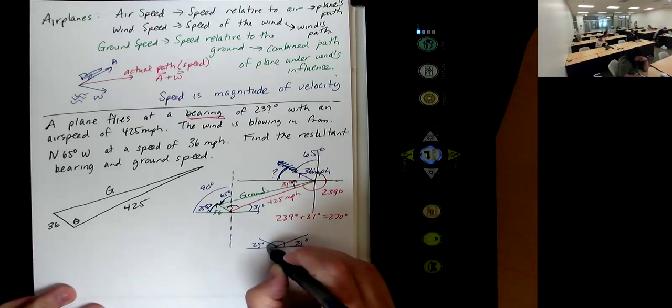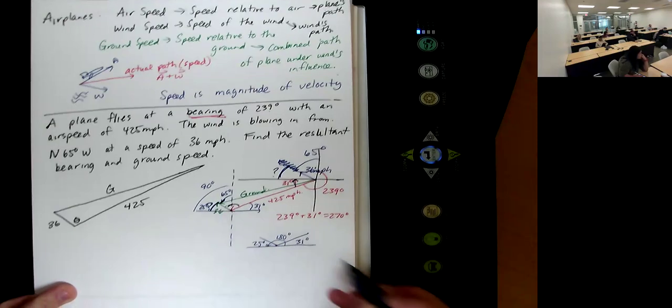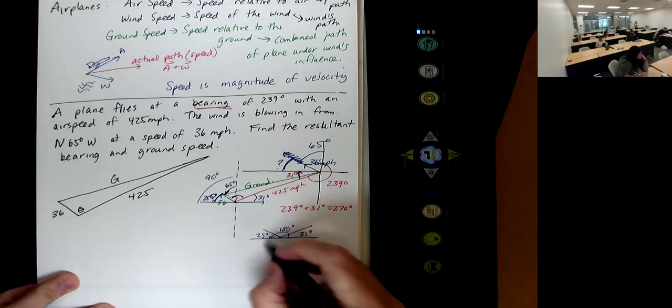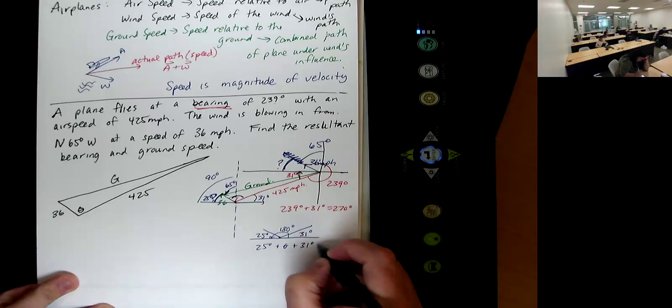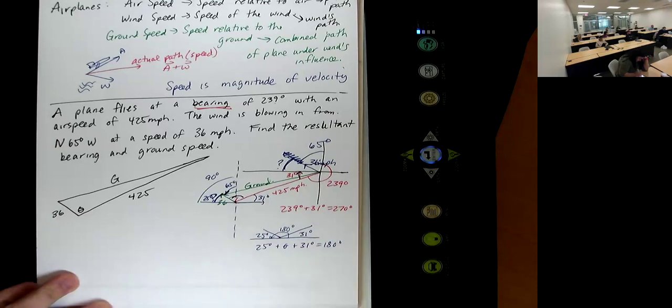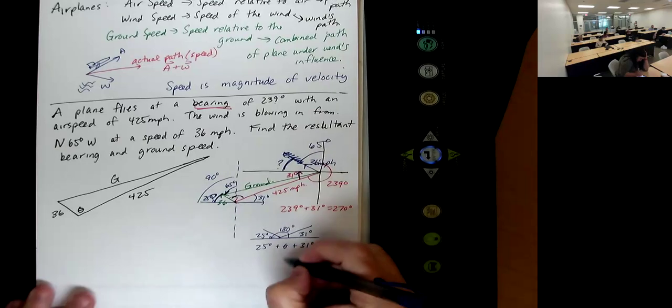This is a semicircle, which is 180 degrees. So 25 degrees plus theta plus 31 has to equal that 180. Yeah, looks like 124.